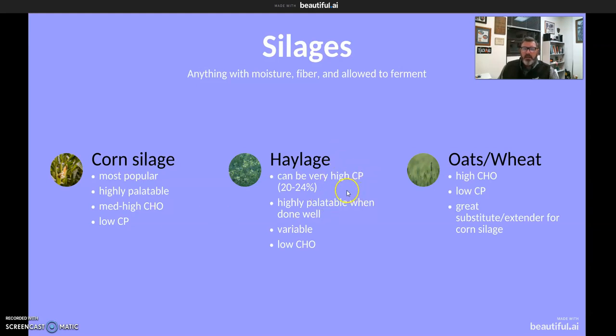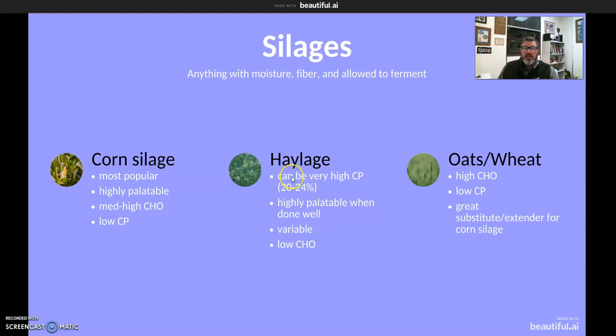Alfalfa haylage, again, can be very high in crude protein, and we're talking 20 to 24% range. And when you do it well, it's extremely palatable. But, of course, I throw the variability in there. Really good haylage is very difficult to make well and make consistently. And so some producers get very frustrated with it because of its difficulty to do correctly. Haylage is going to have a pretty low carbohydrate profile, so you're going to have to supplement it.